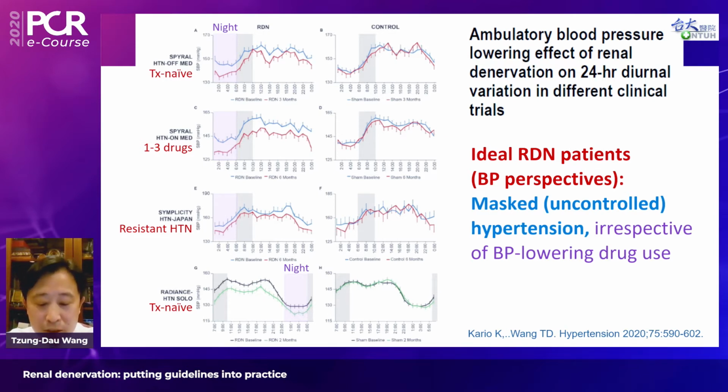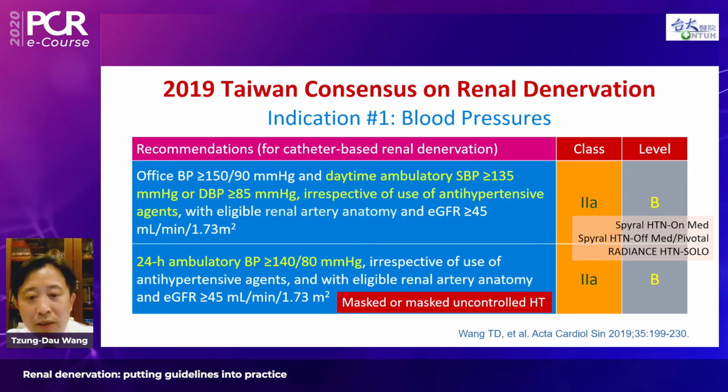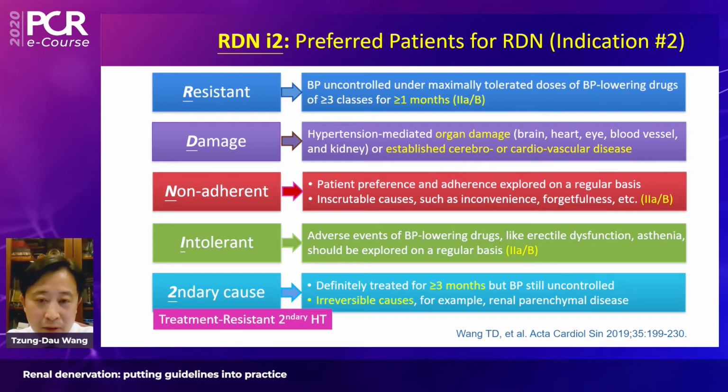And in summary, we summarize all the recent renal denervation trials, the inclusion criteria about blood pressure, into this slide. And what I would like to mention is the importance of ambulatory blood pressure recording. Based on that, we can identify patients with masked hypertension or masked uncontrolled hypertension. Both of them are ideal candidates.